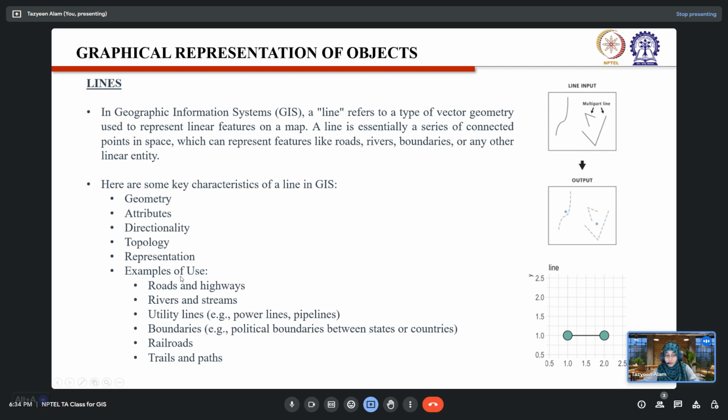Some of the examples of use which we have already understood. I hope it is now better in terms of apprehending these examples. So it's roads and highways, rivers and streams, utility lines like power lines, pipelines, boundaries like political boundaries between states or countries, railroads, trails, and pathways.